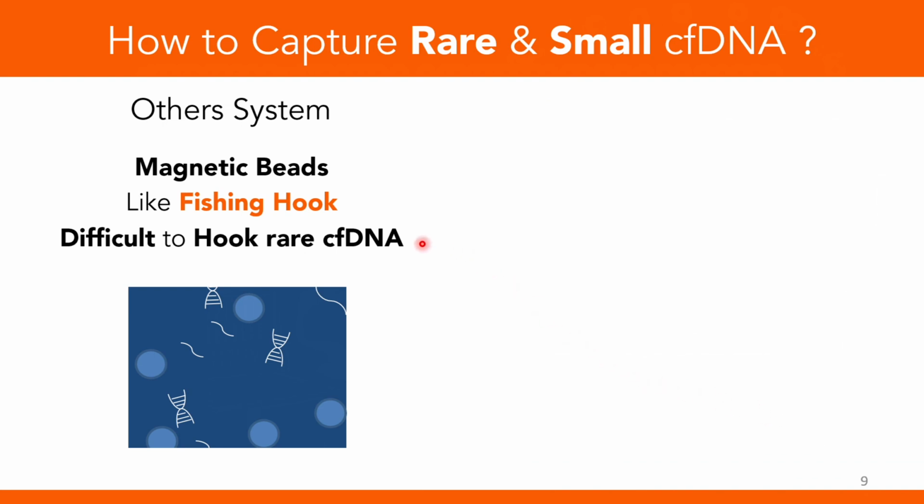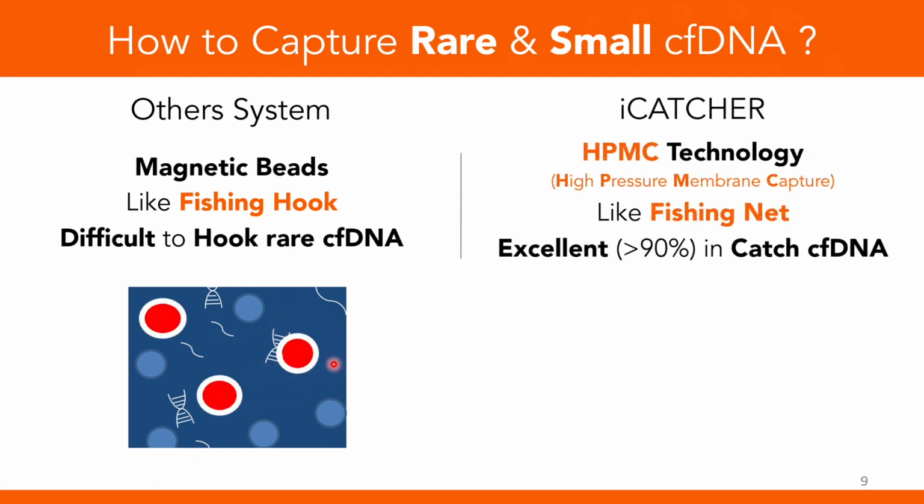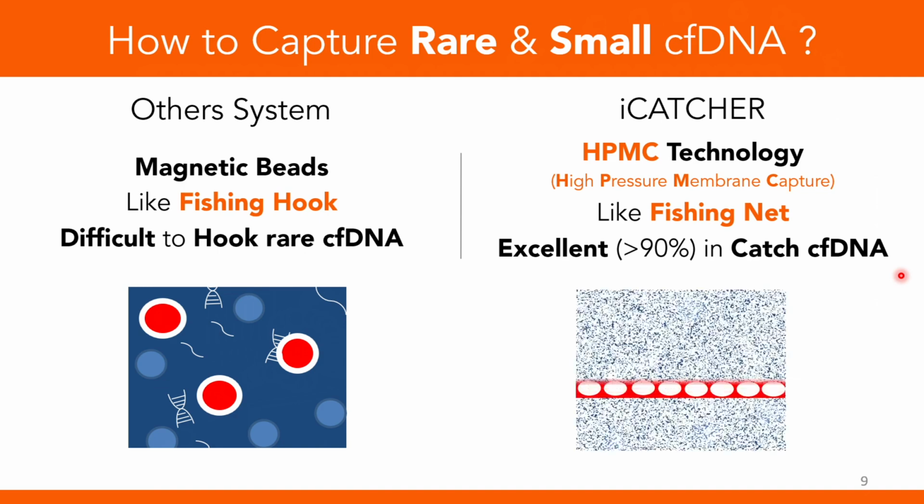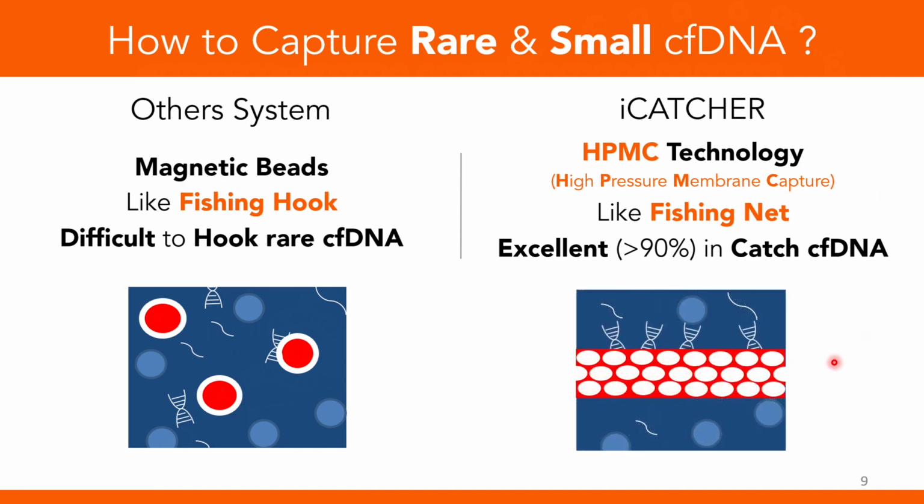Okay, so how to capture rare and small cfDNA, as we mentioned a little bit. Other systems use magnetic beads like a fishing hook, so only the DNA that the beads touch or hook can be recovered. And in our iCatcher system, we use a special patented technology. We call it HPMC, high pressure membrane capture technology. It's a technology like a fishing net. So we can recover over 90% of circulating cell-free DNA, like a fishing net.